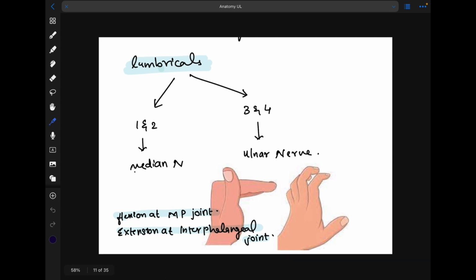Next, the innervation. The first 2 lumbricals are innervated by the median nerve and the next 2 lumbricals are innervated by the ulnar nerve. The function of the lumbricals is flexion at the metacarpophalangeal joint and extension at the interphalangeal joint. If this function is lost, there will be extension of the metacarpophalangeal joint and flexion at the interphalangeal joint. This is the metacarpophalangeal joint. Here extension occurs and here flexion occurs.